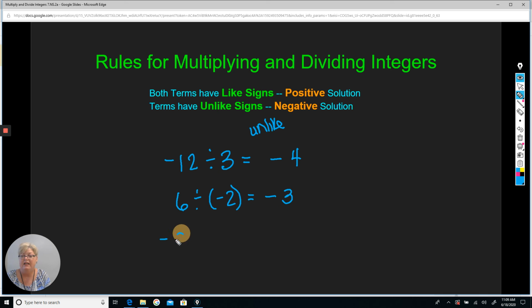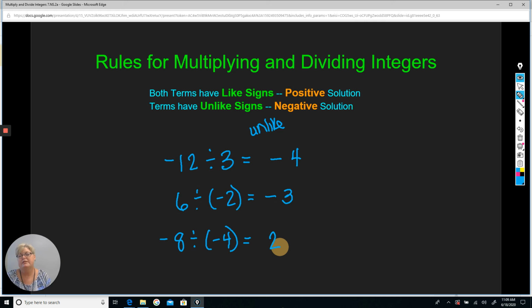What if I had -8 divided by -4? So -8 divided by -4, both terms are negative. They have like signs. If they have like signs and we divide, that gives us a positive solution. So my answer is going to be positive, and 8 divided by 4 is 2.